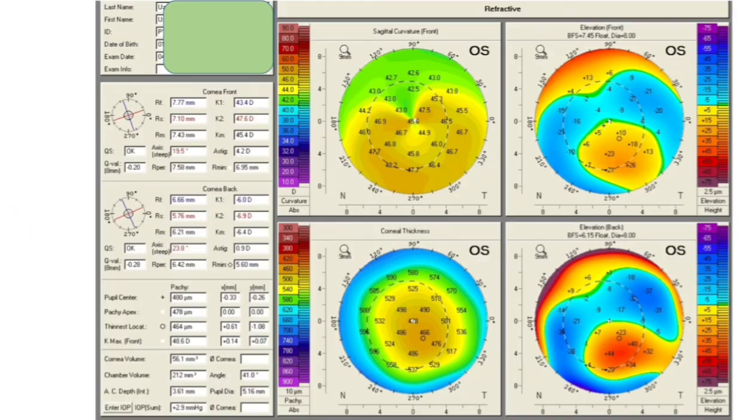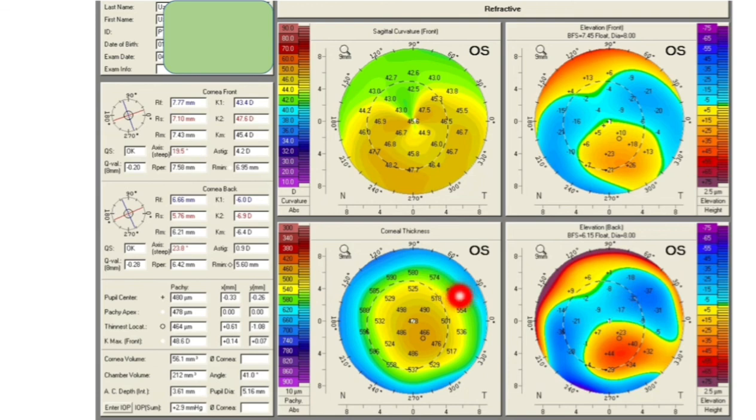Okay. So this is another case where you can see the QS value is okay, the Q value is also normal, and the KMax value is 48.6, where it should be 47.20. Thickness is 464, and in the cornea also, if you calculate the difference, it is more than 2.5, and in the elevation map also you can see that the thinnest local is 10, where it should be less than 8, and in the central 5 mm area it is 23, where it should be less than 18. In the back also you can see this is 23, where it should be less than 7, and in the central 5 it is 44, where it should be less than 20.